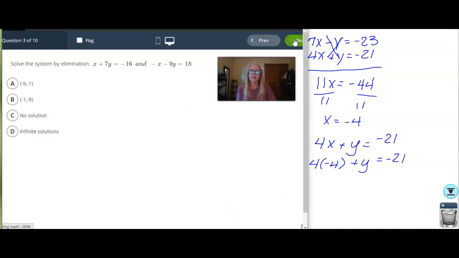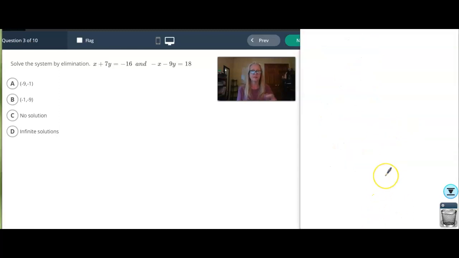Next example. Oh, my dog, I hear her growling down there. She has been so barky today.